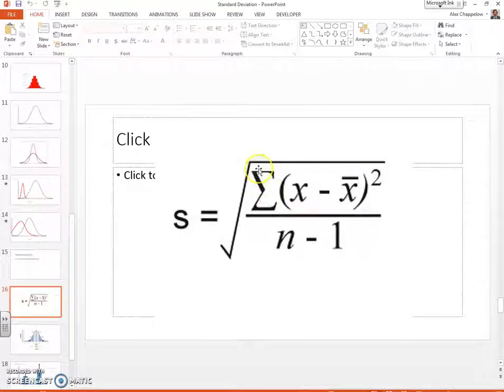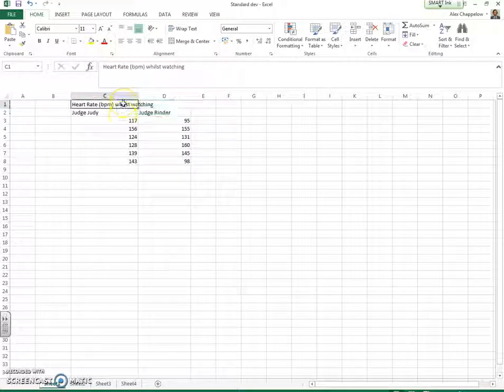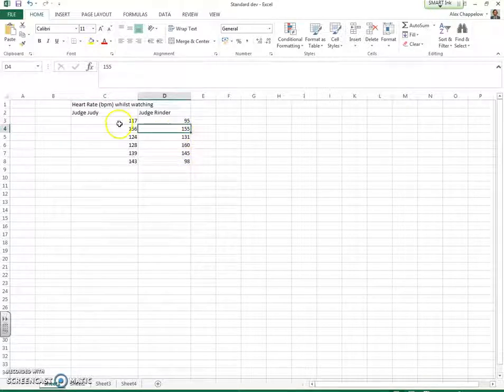So you've got these examples in your booklets. We're going to look at two giants of the daytime TV schedule. We've got Judge Judy versus Judge Rinder, and we've been measuring the heart rates in beats per minute of those watching, and it's obviously pretty exciting stuff because their heart rate's gone through the roof. But the question is, are Judge Judy viewers getting significantly more excited by the TV than Judge Rinder? Is there a difference in the heart rate?